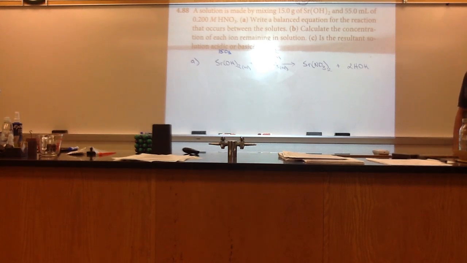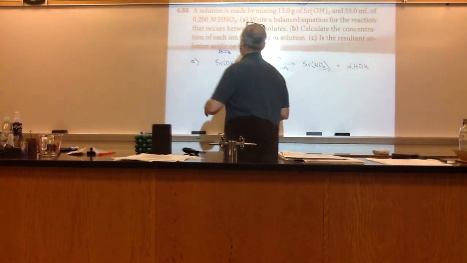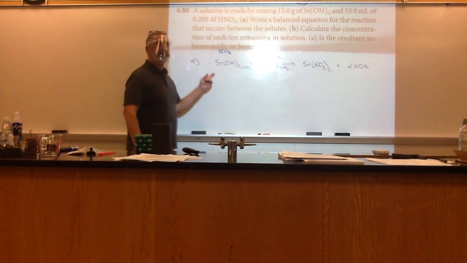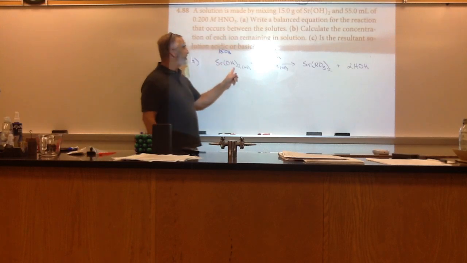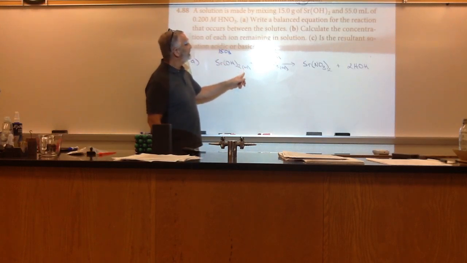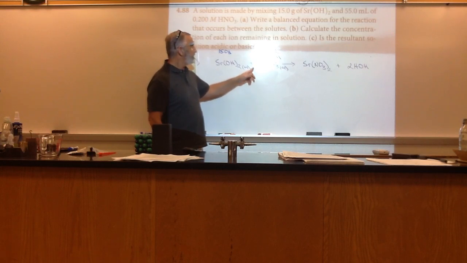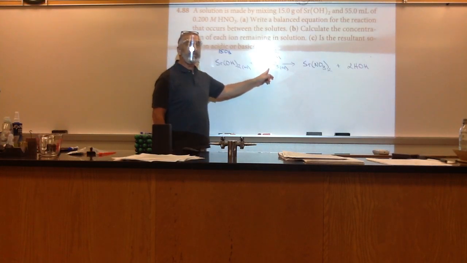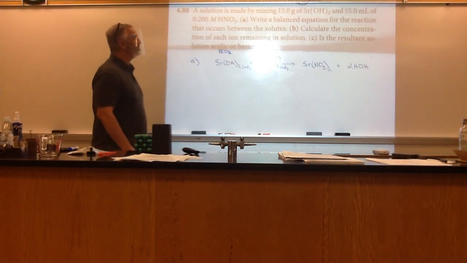All right, so number 88. A solution is made of mixing 15 grams of strontium hydroxide and 55 milliliters of 0.2 molar HNO3. Write a balanced equation. So your strontium hydroxide, it even tells you the formula here, so we know that. It says a solution, okay? Well, it has to be a solution in order for it to react. And then the HNO3 is nitric acid, and you have 55 milliliters of 0.2 molar of that.